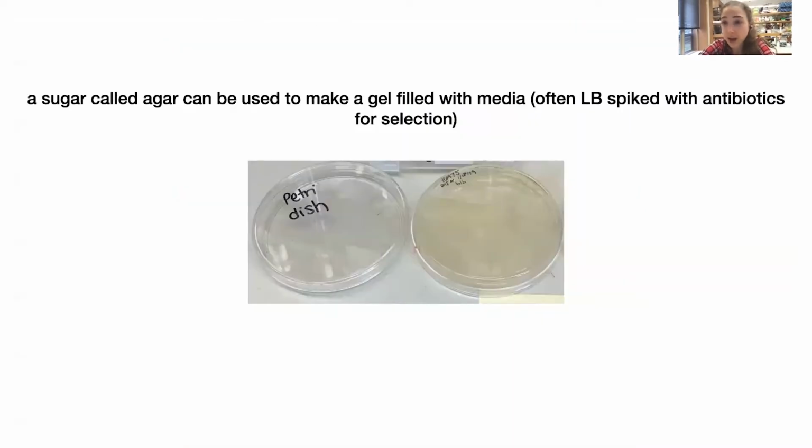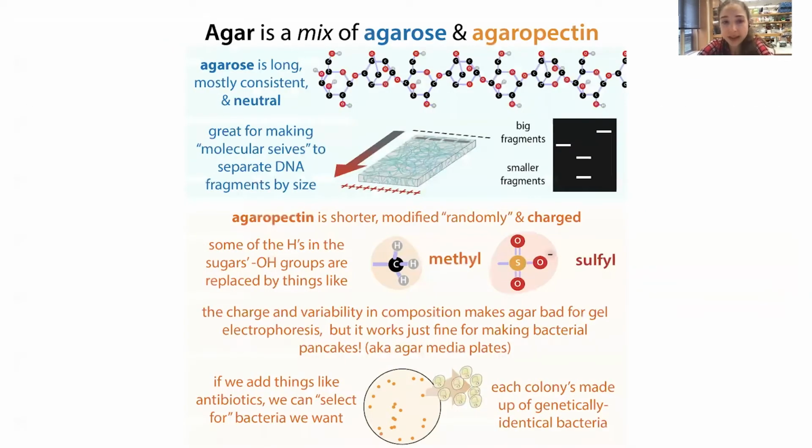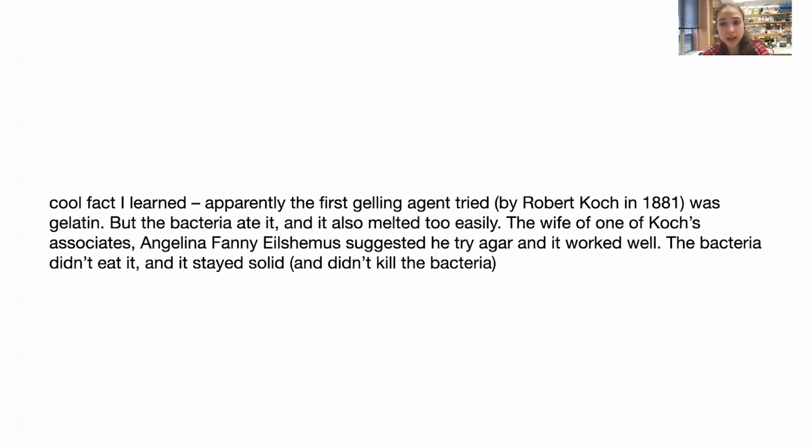So a fun fact about these agar plates. Apparently the first gelling agent that was tried was by Robert Koch in 1881. He tried gelatin, but the bacteria ate it, and it also melted too easily. And so the wife of one of his associates, Angelina Fanny Elshemus, suggested that he try agar instead, and it worked well. The bacteria didn't eat it, and it stayed solid. So from thenceforth, we have used agar plates, and we have Angelina to thank.